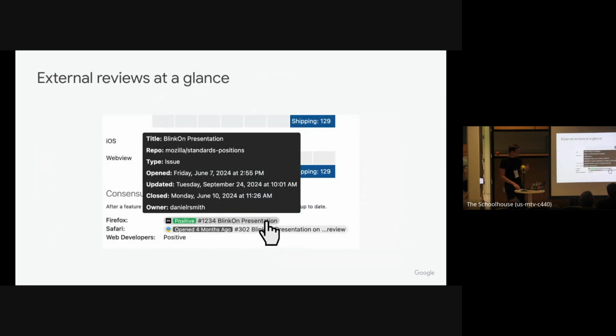On the detail page of a feature, for any GitHub issues that represent external reviews, they will now display even more information at a glance. So any closed issues will display the resulting position, and any open issues will display the amount of time in which they have been open. And then, of course, hovering over these links will also give even more information at a glance.